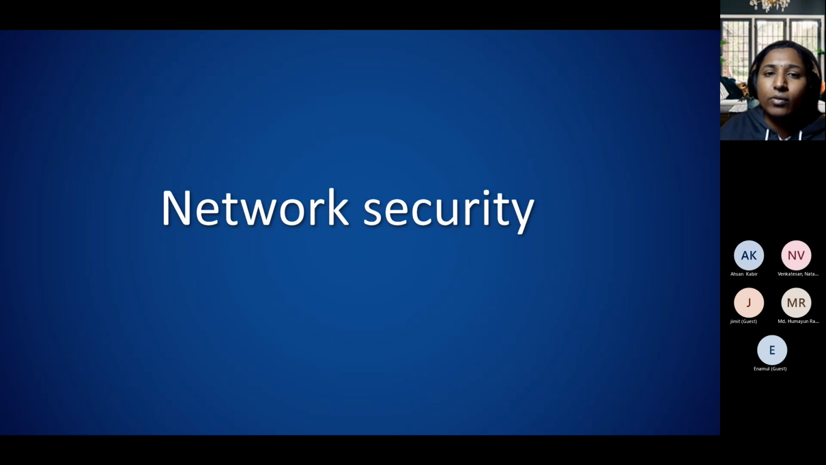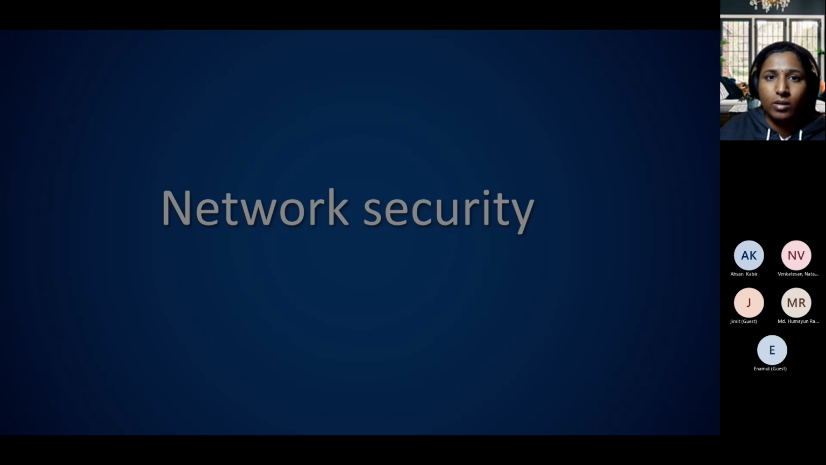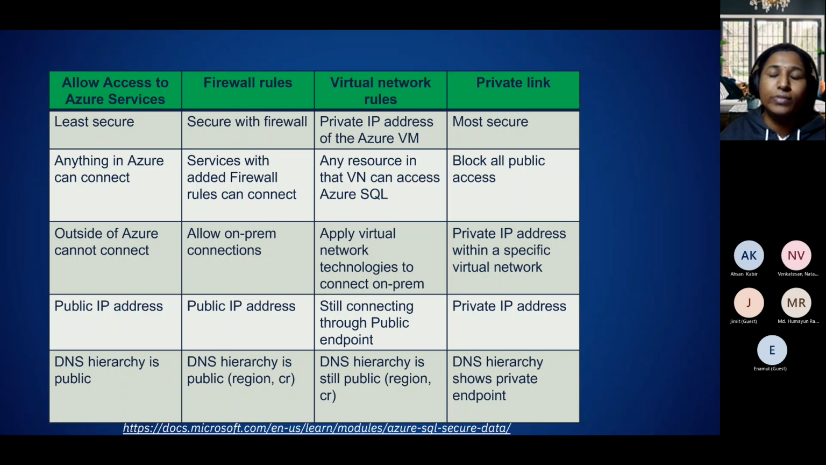Let's talk a little bit about network security. As a DBA, of course, we have network guys to do that, but it's always good to know what is this private link, what is secure, what is not so secure. So there are 4 options in network security. Allow access to Azure services is the least secure one.